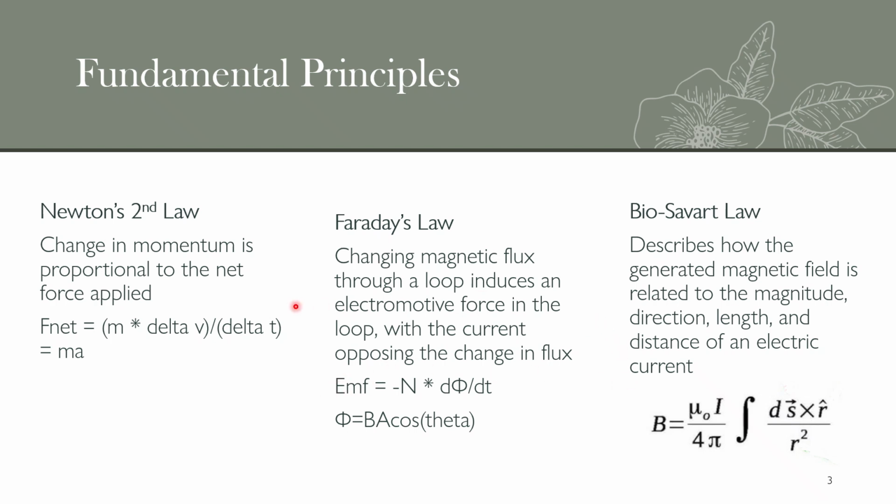This last part, the opposing part, would be Lenz's law, and that's responsible for the negative N in here, for the EMF to equal negative the number of loops times dΦ/dt. Φ, of course, is the field times the surface area times cosine theta of the angle made. We'll also be using the Biot-Savart law, which describes how the generated magnetic field is related to the magnitude, direction, length, and distance of an electric current.